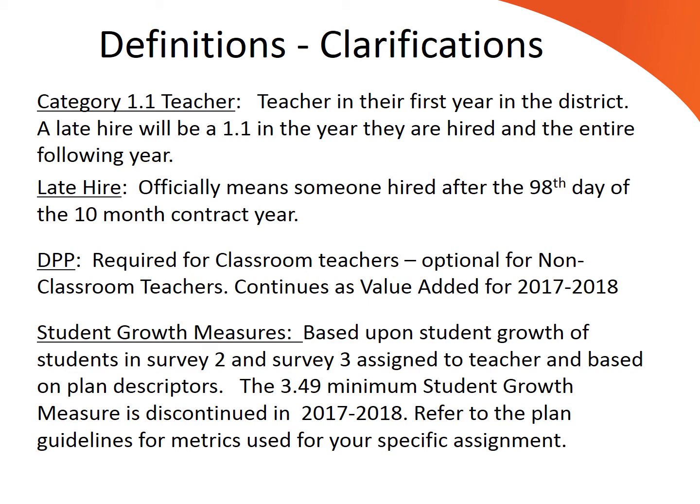A deliberate practice plan, DPP or growth plan, are required for classroom teachers but are optional for non-classroom teachers. The DPP score is value added to the status score to make up the instructional practice score. Student growth measures are based upon a student growth metric of students present during Survey 2 and Survey 3 and who are assigned to the teacher based upon plan descriptors. This represents a change to the plan as the former 3.49 minimum student growth measure has been discontinued. Beginning in the 2017-18 school year, student growth measures will be based upon metrics as outlined in the plan for your specific assignment.